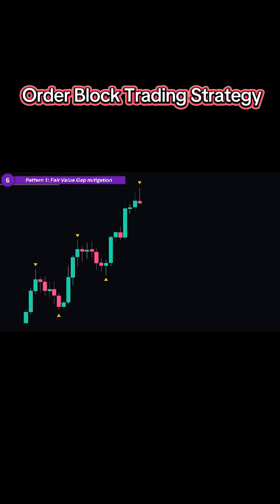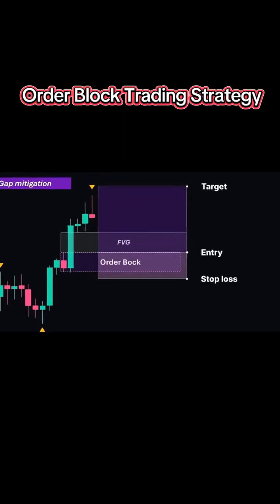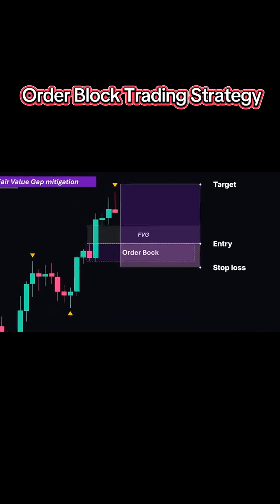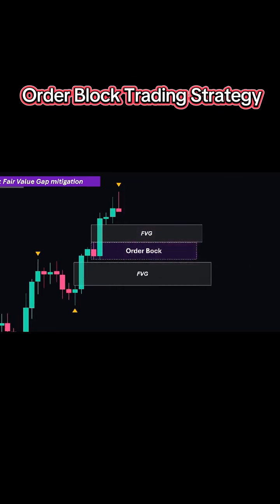Pattern number 1. Fair value gap mitigation. Here we have a valid order block that created an imbalance. Waiting for a pullback and setting up a long trade at this zone looks like a promising opportunity. However, if you look at the left-hand side of the chart, you'll notice another fair value gap and order block sitting just below the first one we marked.